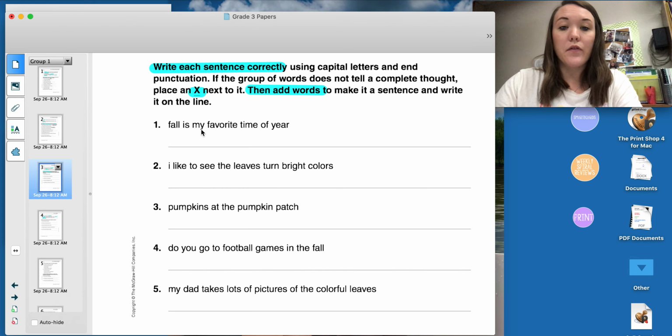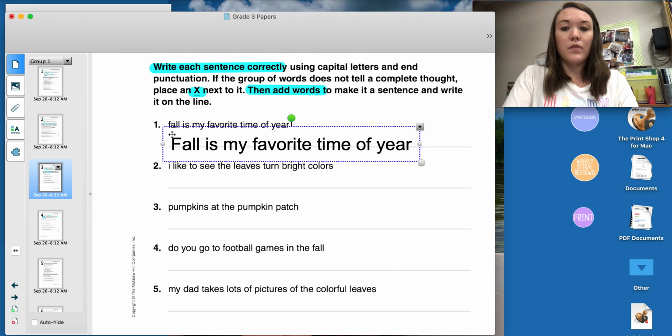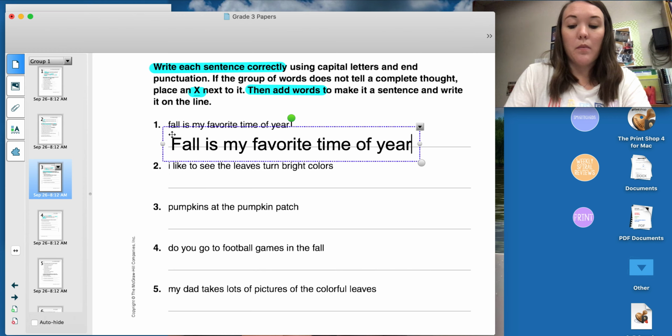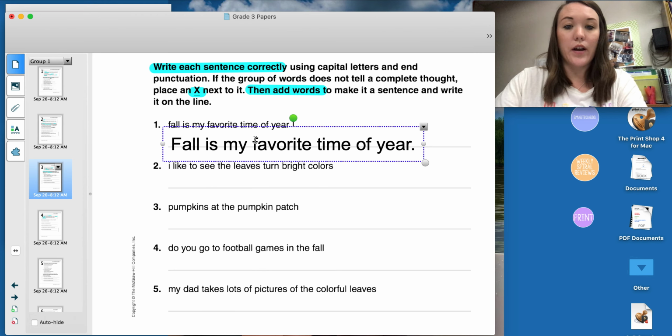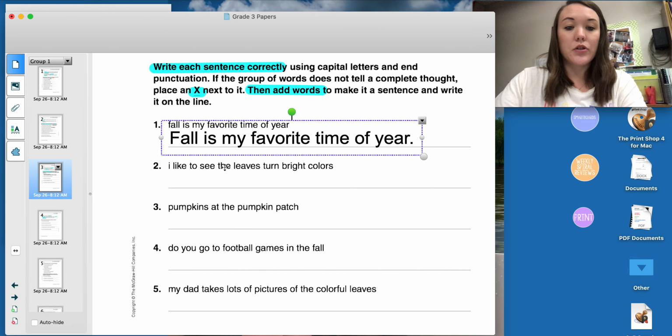Fall is my favorite time of year. This is a complete sentence, so all I need to do is write it correctly with a capital letter and the end punctuation. I'm going to start with a capital F for fall. This is a statement, so my end punctuation is a period. I'm going to skip over 2 and look at number 3.